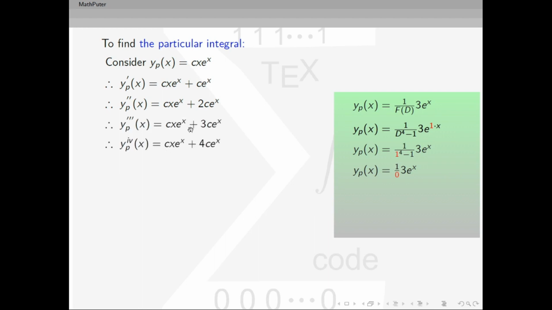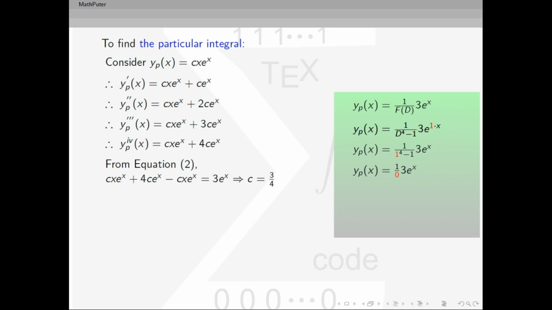So third derivative and fourth derivative. You please verify this, that the fourth derivative is cx e raised to x plus 4 times c e raised to x. We substitute the derivatives in the given function. So y4, the fourth derivative, minus y. Y is cx e raised to x, equal to 3 e raised to x. These two will be cancelled out. So we have 4c e raised to x equal to 3 e raised to x. So c is equal to 3 upon 4.